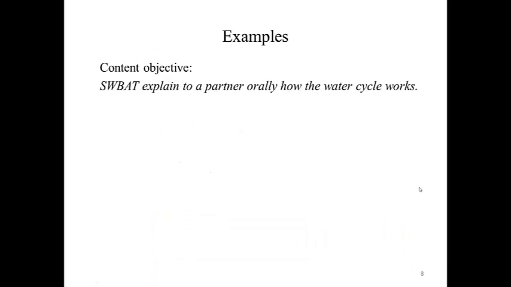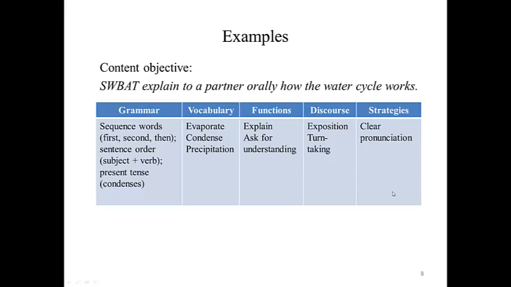Here's an example. Students will learn the vocabulary as a content objective for the water cycle, but need to know how to sequence their ideas. So, with this chart, we can look at the different aspects of language that is required for students to be able to access and complete the content objective.